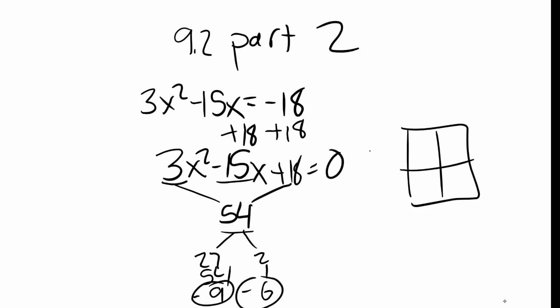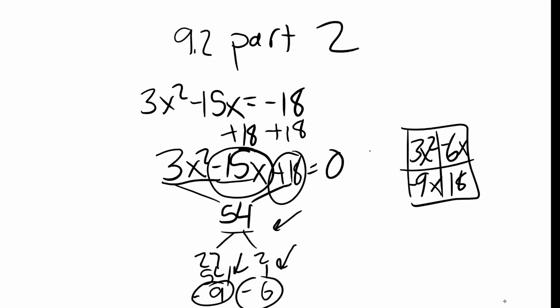So we always know our first term goes up here. Our last term goes down here. And these two terms we found that add to negative 15 and multiply to positive 54, those are what go here and here. And we put x's with them because they are the two middle terms. Basically, this entire process we did at the beginning is how to get this middle term to be correct, to match our original question, and be a negative 15.